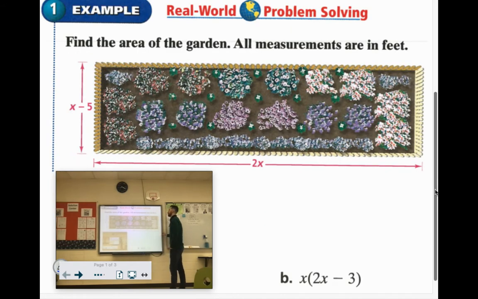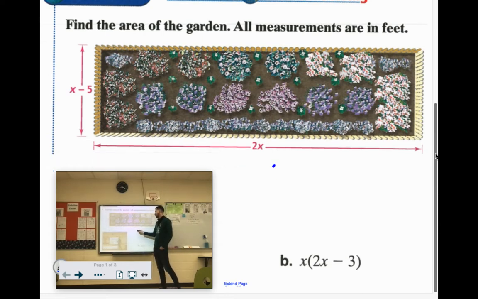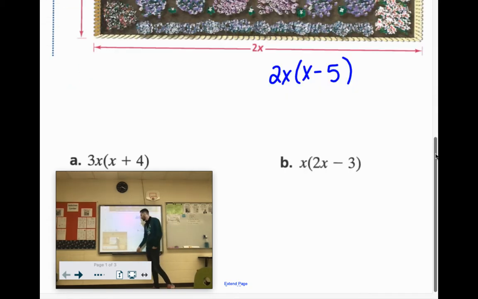Find the area of the garden. All measurements are in feet. Now, when you're finding the area of a rectangle, you just do length times width. So we have to do 2x times x minus 5. Now we've actually done problems just like this. This is just mushing two problems into one.